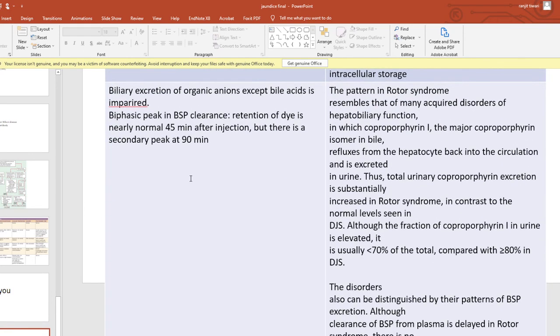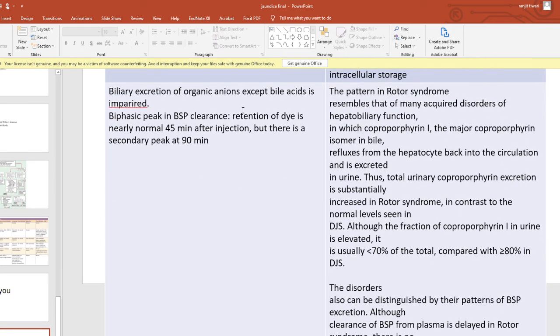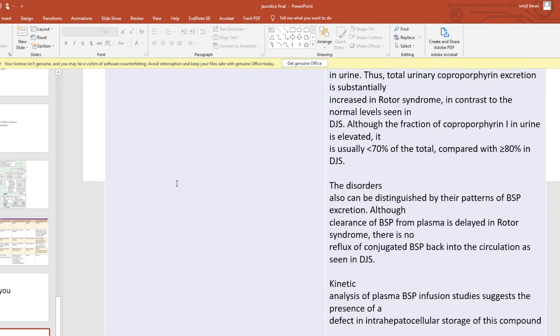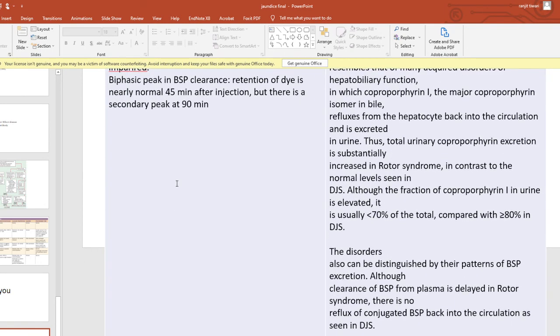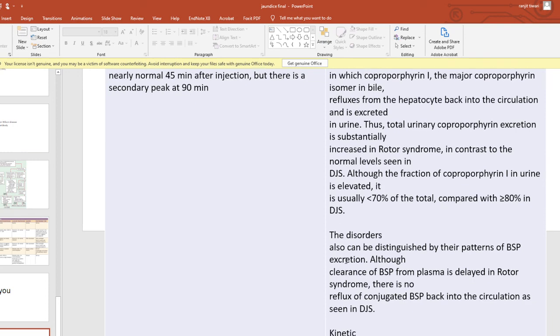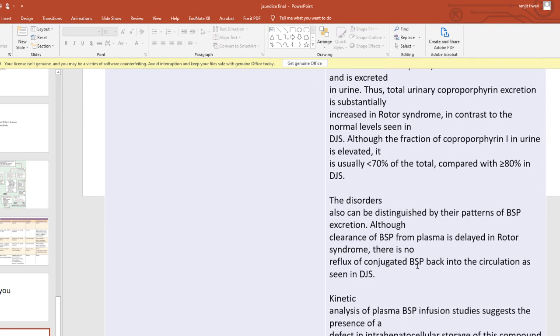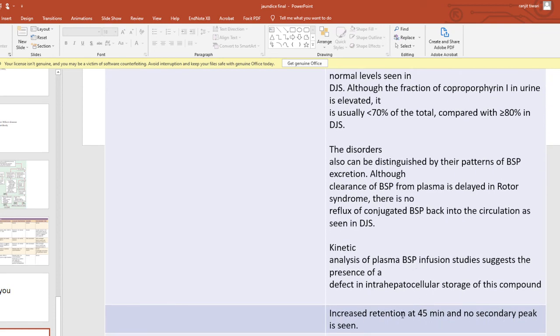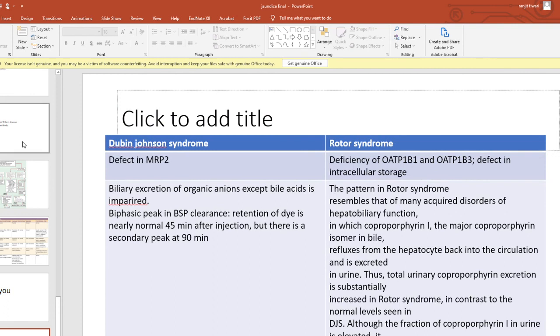Biphasic peak in BSP clearance: retention of dye is nearly normal 45 minutes after injection, but there is a secondary peak at 90 minutes. Why the secondary peak? Because of the reflux of BSP into the vein, into the blood. But here there is no reflux, so there is no secondary peak. Increased retention at 45 minutes and no secondary peak is seen. So this is the basic difference you should know between Dubin-Johnson and Rotor syndrome. These are both causes of conjugated hyperbilirubinemia with normal liver function tests.